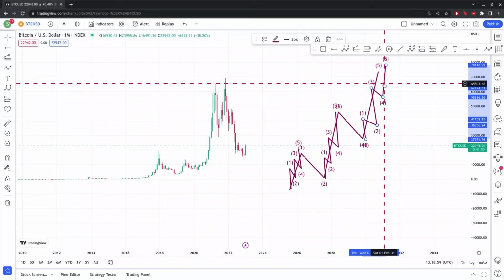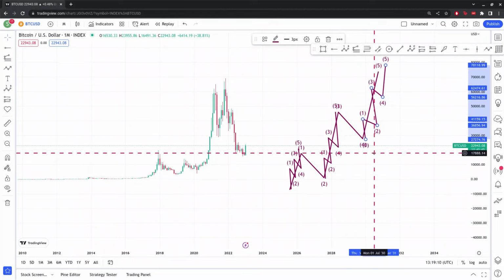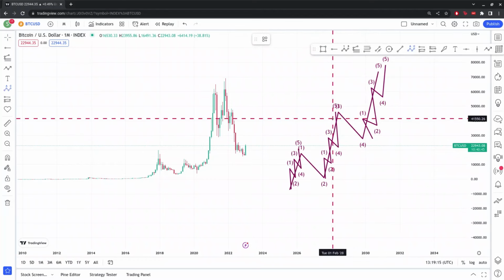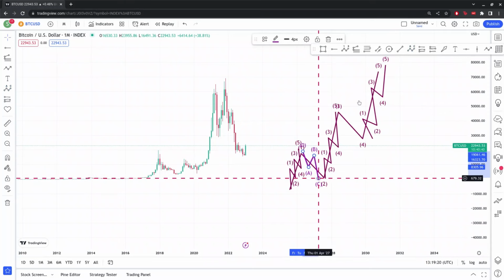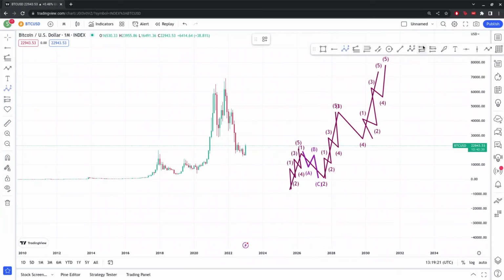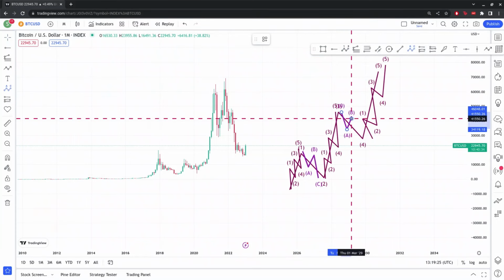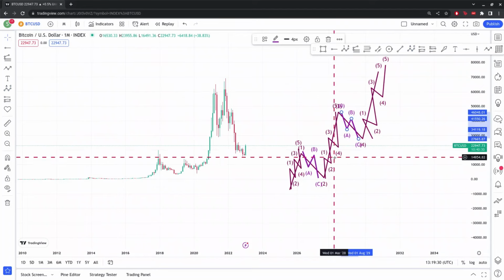So it is an uptrend, so expect a 5-wave pattern for any wave that moves in direction of the trend. But for the waves that move against the trend, which are wave 2 and wave 4, we are to expect a 3-wave pattern within it. So there's an A, B, C, and this is A, B, C.